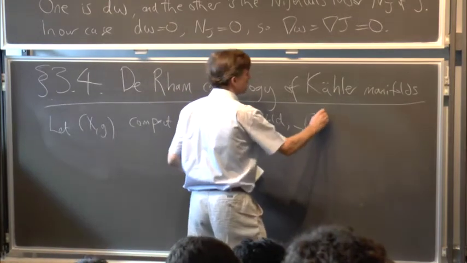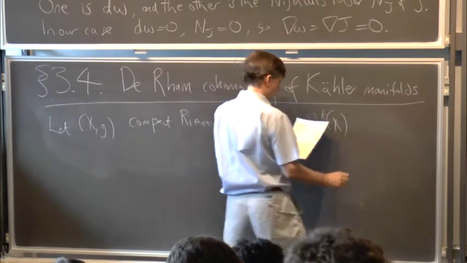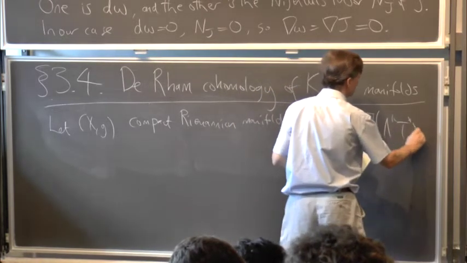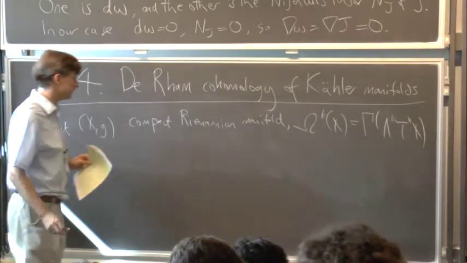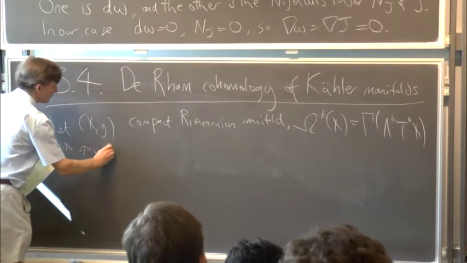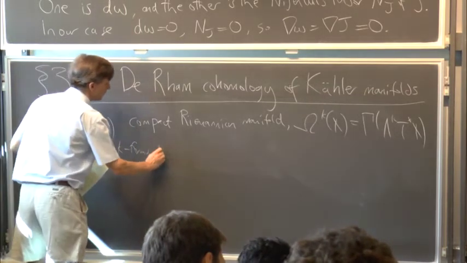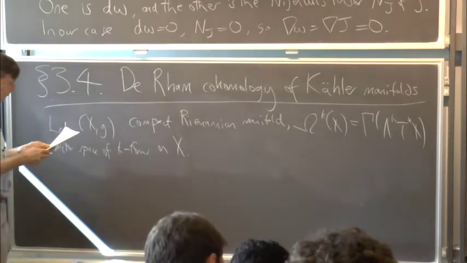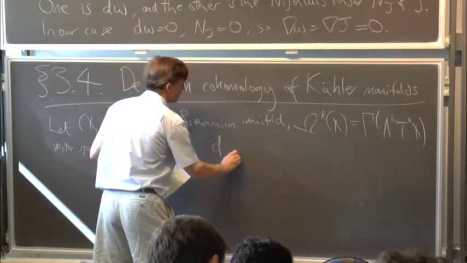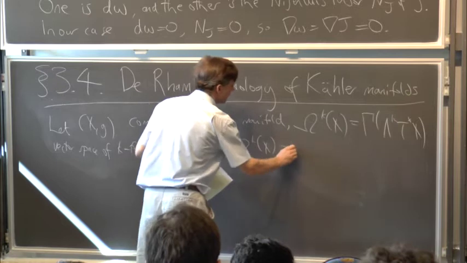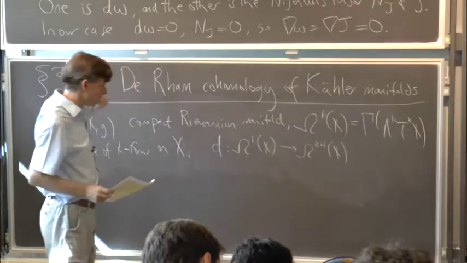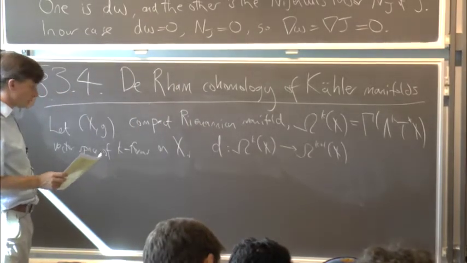Let's write Ω^k(X) for the sections of Λ^k T*X, the vector space of k-forms on X. Then you've got d going from the k-forms on X into the (k+1)-forms on X, the de Rham differential. That's what we use to define the de Rham cohomology.